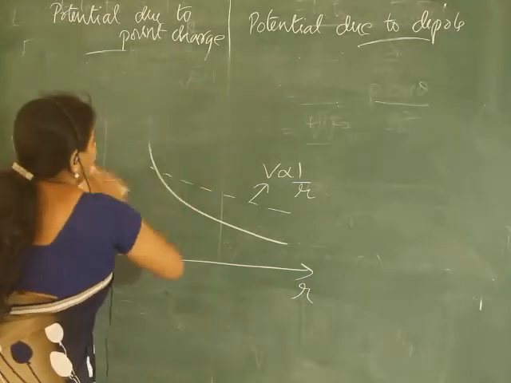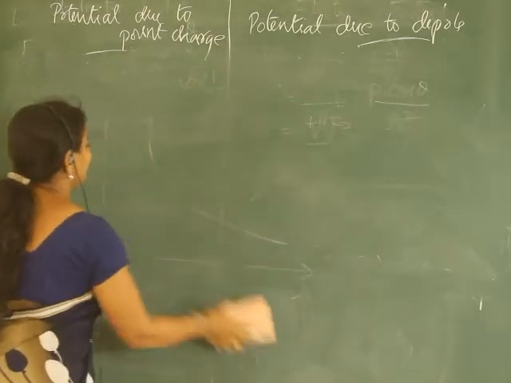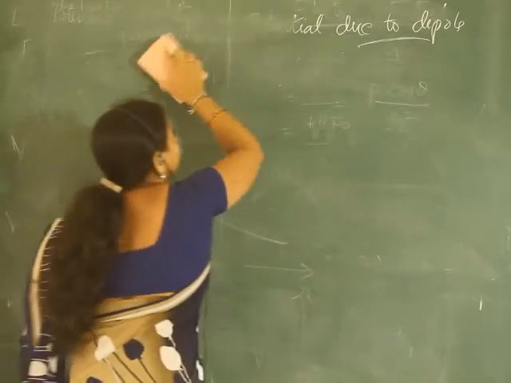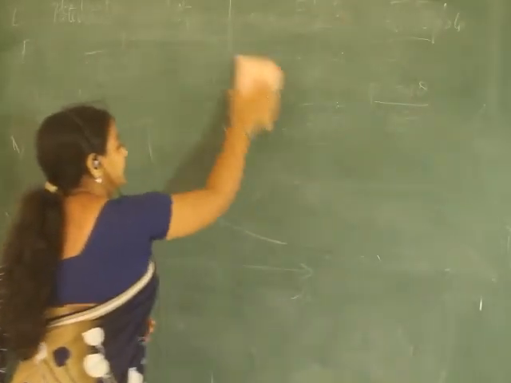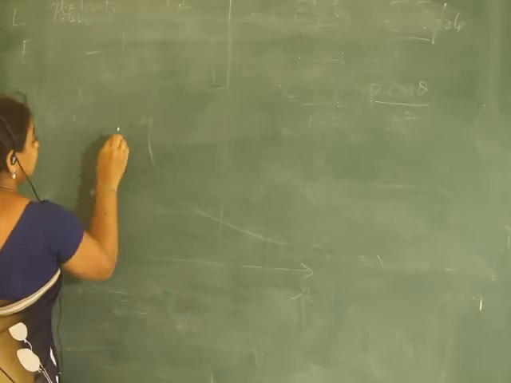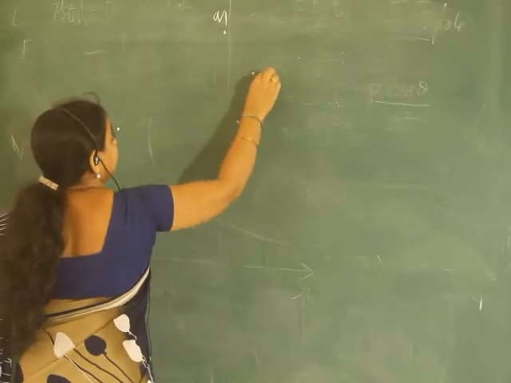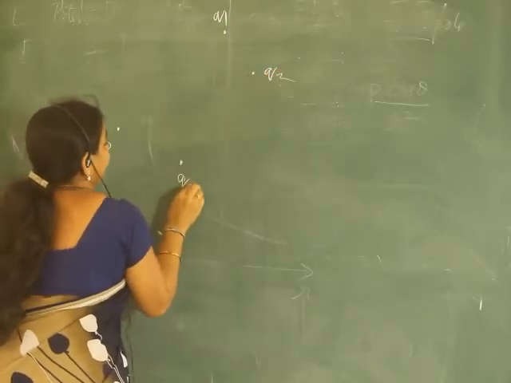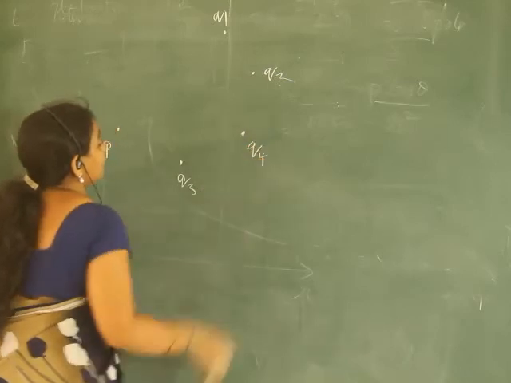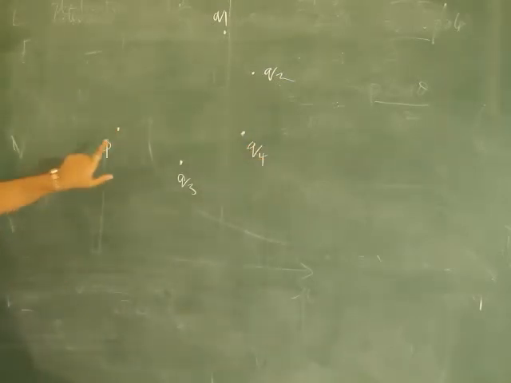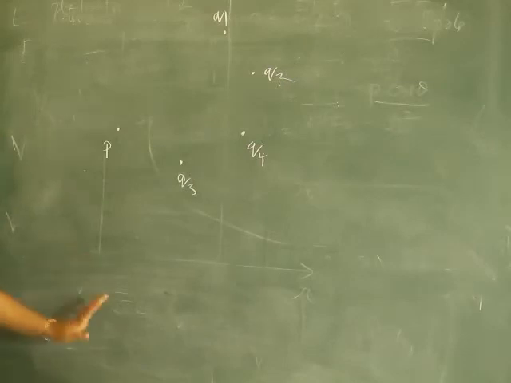Suppose we have not only one charge but many charges present, then how can we find the total potential due to the system of charges? Let us consider a point P. One charge is here, Q1. Another charge is here, Q2. Another charge is here, Q3. One more charge is present over here, Q4. I want to find the potential at the point P due to the system of charges. A system of charges is many charges present. So how can we find it?